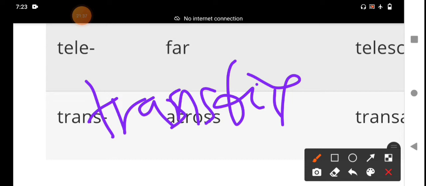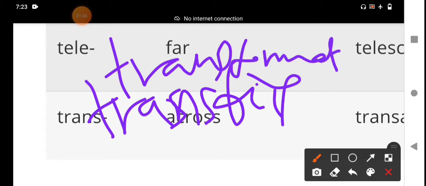For example, transformation. Transformation means the act of changing in form or shape or appearance. That is the meaning of transformation. These are the vocabulary from trans, the root word.